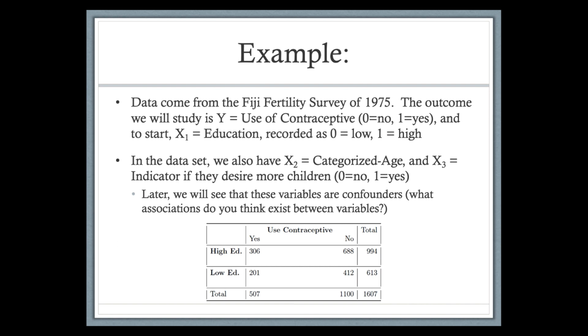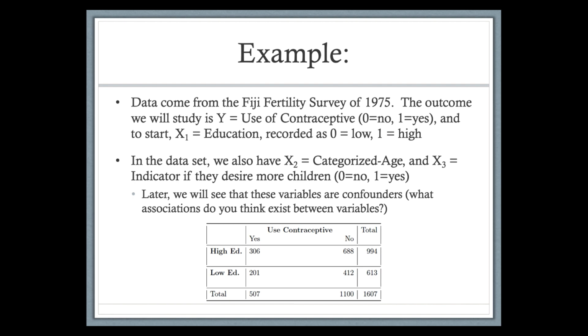And we can imagine that these variables, age as well as a desire for more children, are going to be confounders or likely confounders. For example, whether or not a woman would like to have more children is probably related with the outcome variable, using contraceptives or not. And the desire to have more children is quite likely associated with the level of education. A general pattern is those with higher education tend to have fewer kids or smaller families. So we'll see that these two variables meet the criteria for being confounders, and we'll address those later.